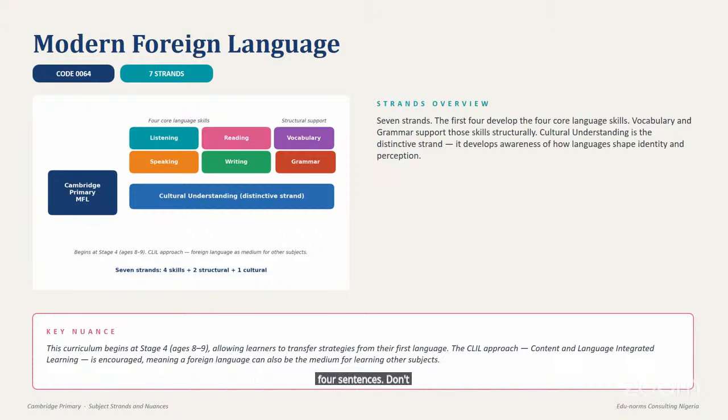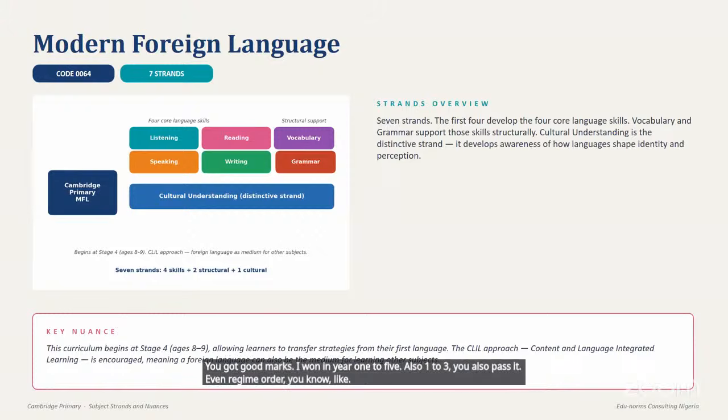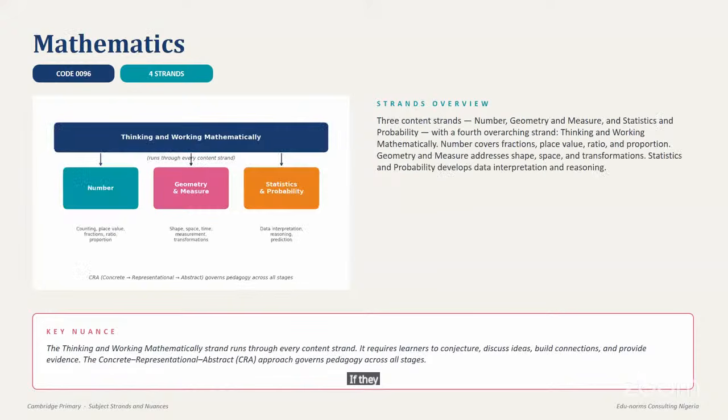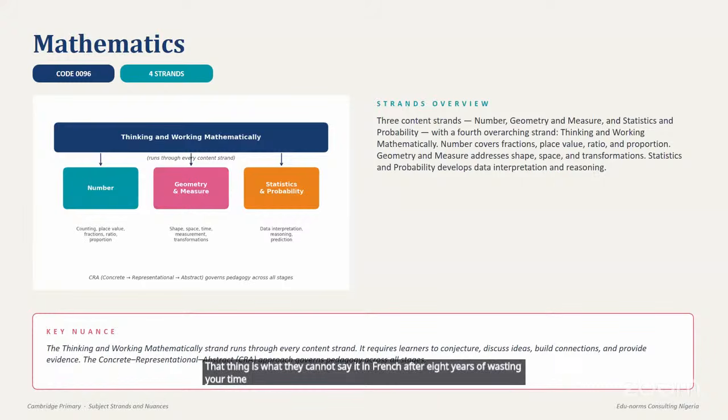Don't forget, you passed it. You got good marks in primary one, in year 1 to 5. Also JS 1 to 3, you also passed it. But you can't make sentences, except the ones you memorize when you are doing the cultural day. Even to say that thing is over there, you cannot say it in French after 8 years of wasting your time.